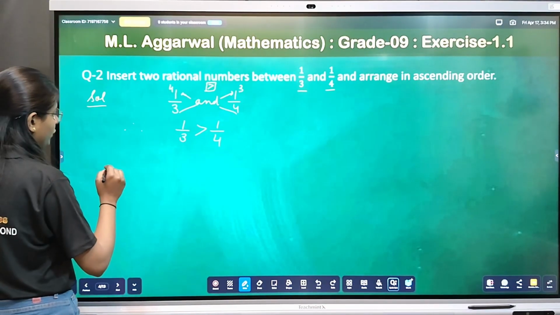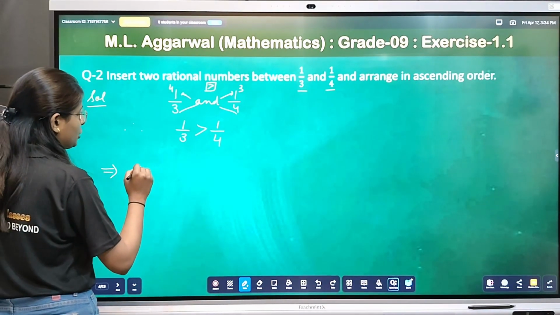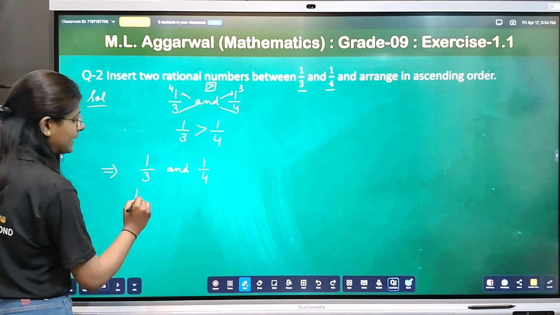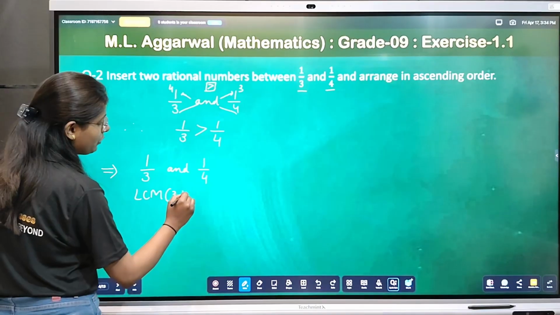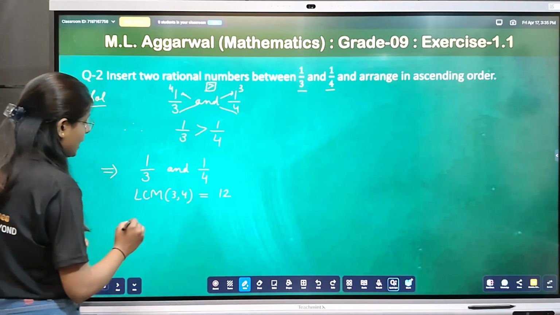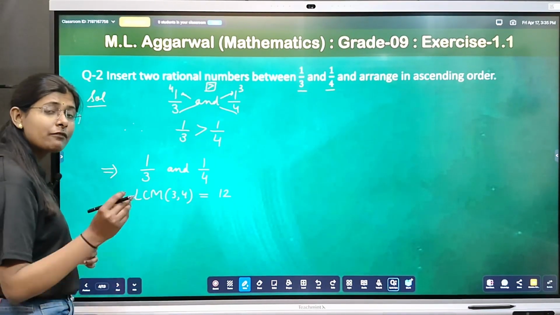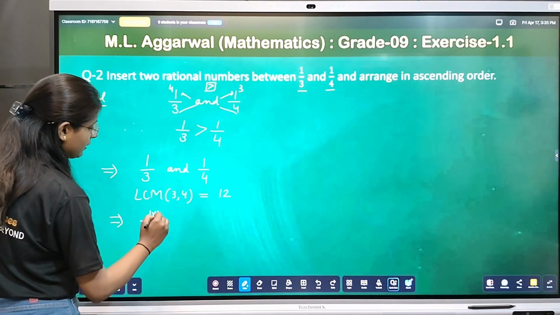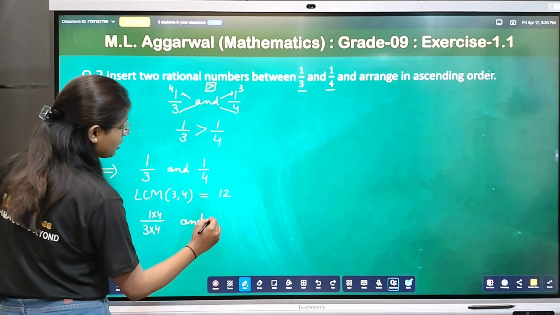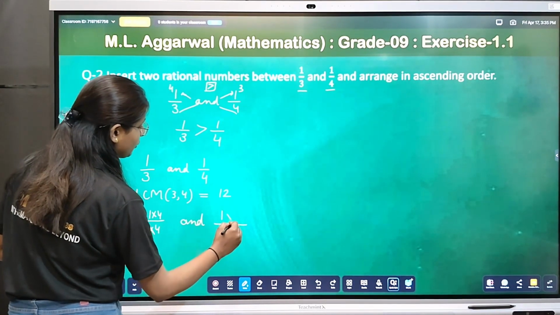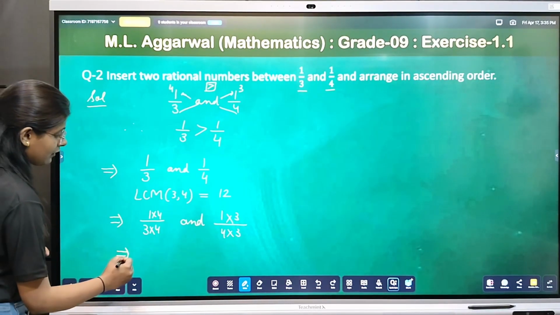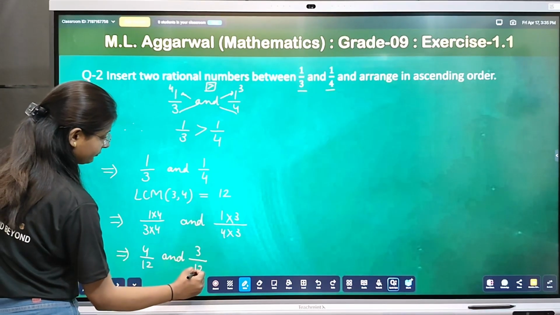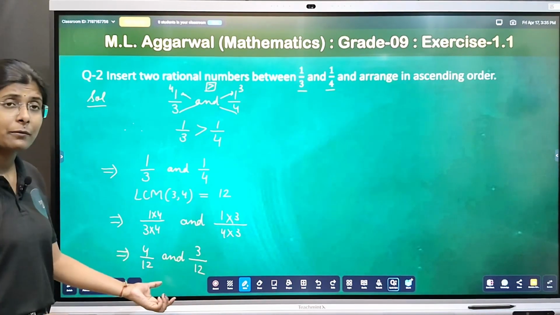How to do it? For that, first, you take your numbers 1 upon 3 and 1 upon 4. Take their LCM. The denominators are 3, 4 and their LCM would be 3 4s are 12. Convert your rational numbers to denominator 12. It would be 1 by 3 multiplied by 4 over 4, and 1 upon 4, this time multiplied by 3. Our boundaries are 4 upon 12 and 3 upon 12. However, we are not able to find two numbers between them.